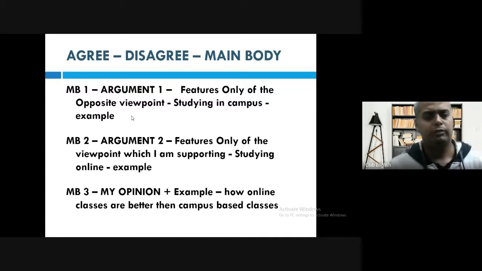Now main body 2, as you can see, argument 2, features only of the viewpoint which I am supporting. So whatever viewpoint you are supporting, like in this case, it is studying online, with an example, you are going to do that. Now, main body 3, my opinion. It is written like that, but main body 3 would not be there. It would be my opinion plus example, which will be adjacent to main body 2. It is not a main body, right? So there is an edit here. My opinion plus example, like how online classes are better than campus-based classes. And I'll be moving out of the question.